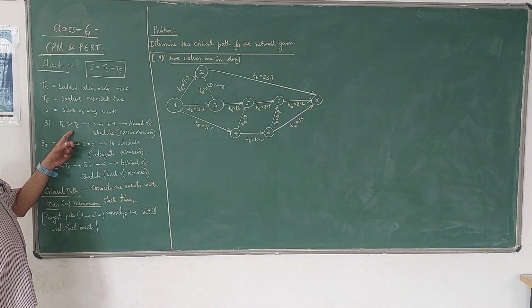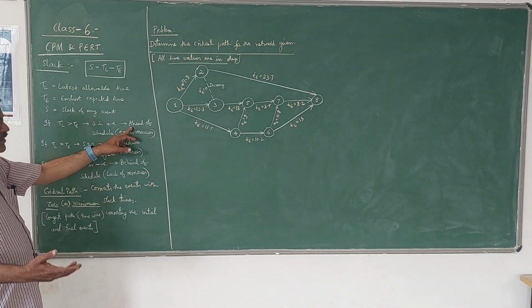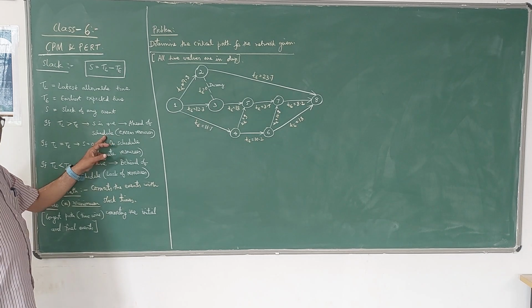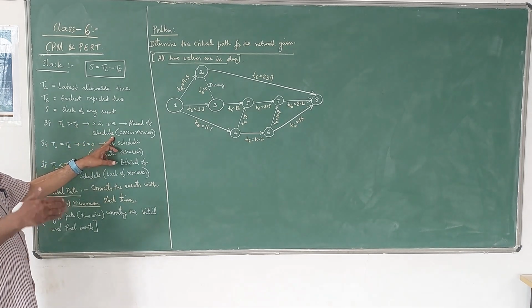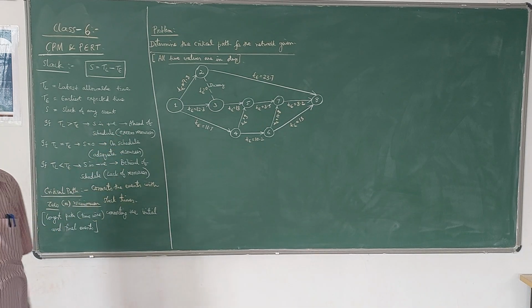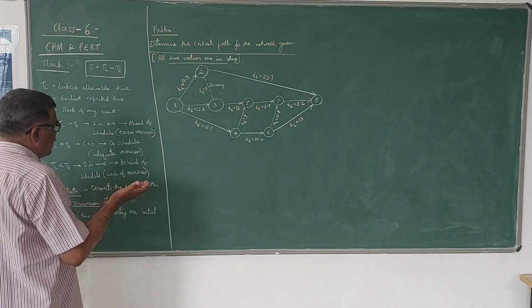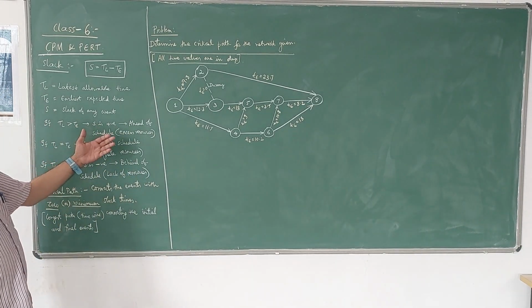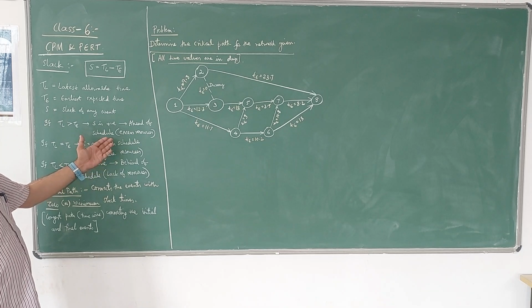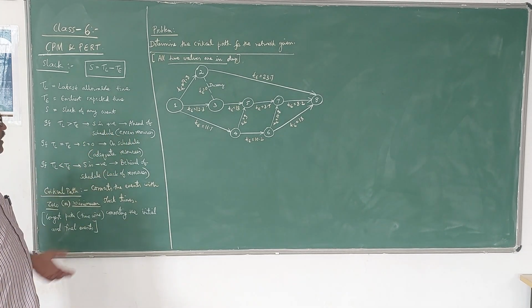Suppose TL is greater than TE, then S is positive. Then we say that the event is ahead of schedule. So if this is positive, it is ahead of schedule. That means you have excess resources to complete the event. That means you can say that it is finishing early. So ahead of schedule means finishing early, because of excess resources, we can finish that event early.